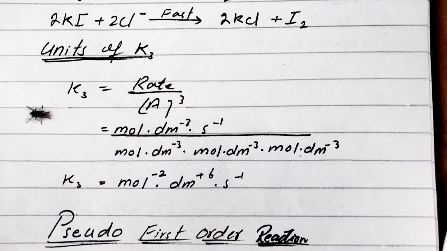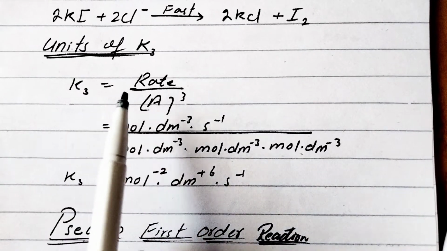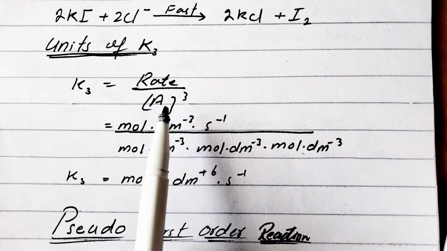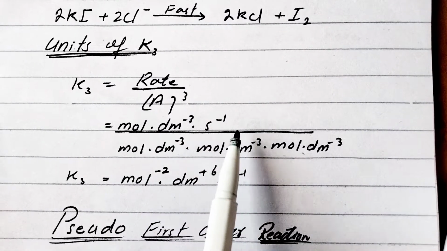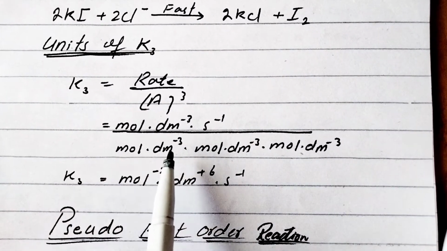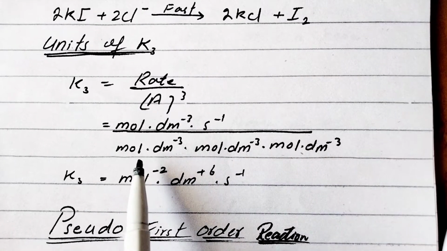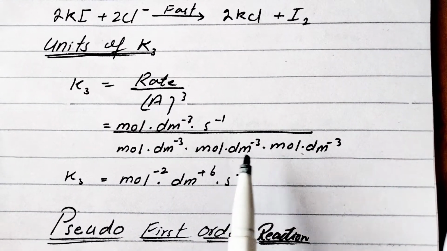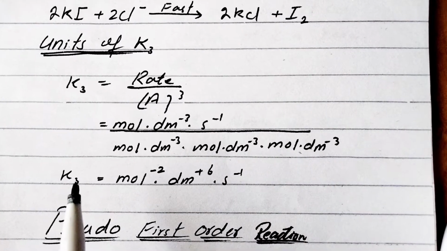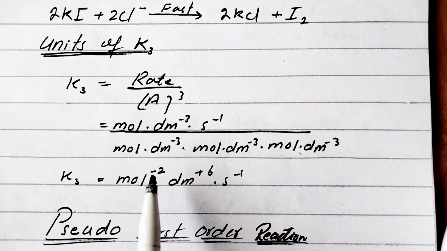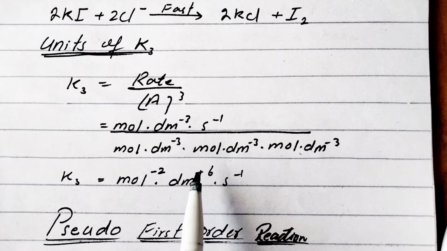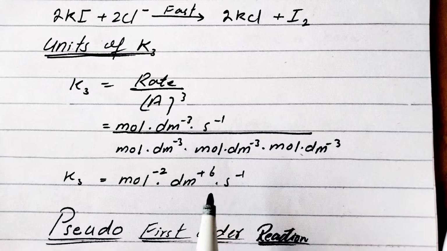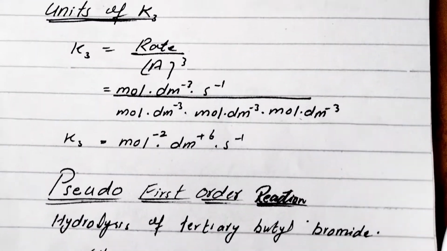What is the unit of the K3? K3 is equal to rate over concentration of the 3 molecules. Moles per decimeter cube per second over moles per decimeter cube; we put this unit here 3 times because 3 molecules are used in this case. Finally, the K3 has moles minus 2 decimeter cube plus 6 and per second. This is the unit of third order reaction.